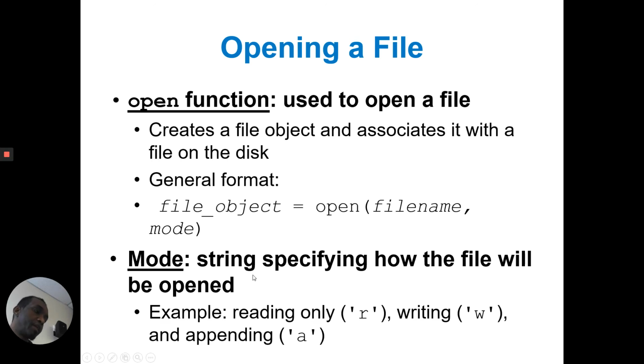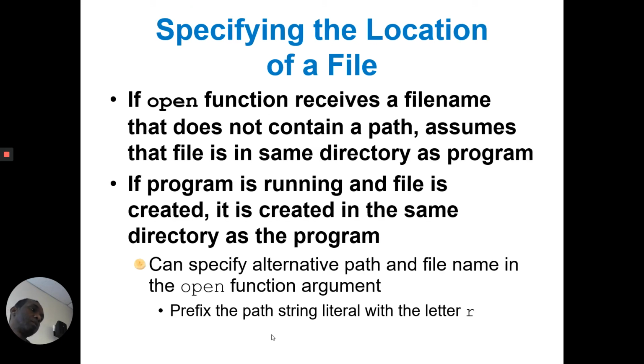The mode is a string specifying how the file will be opened. An example is reading only, so you can only read that file. Writing, W, you can write, and append something to it. Now, specifying the location of a file. If the open function receives a file name that does not contain a path, it assumes that the file is in the same directory as the program. If it's not in the same directory, you have to say exactly what directory it is: it's in the C drive, on my desktop, in this folder, and so forth. If a program is running and a file is created, it's created in the same directory as the program. You can specify an alternative path and file name in the open function argument, and prefix the path string literal with the letter R.